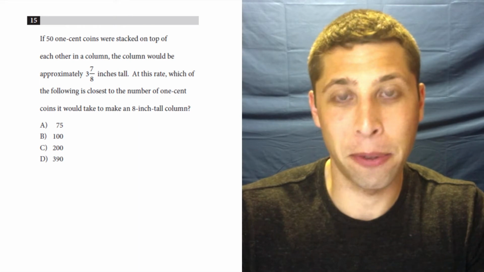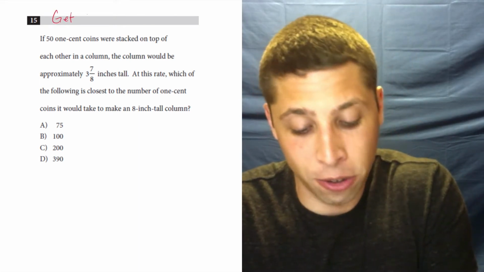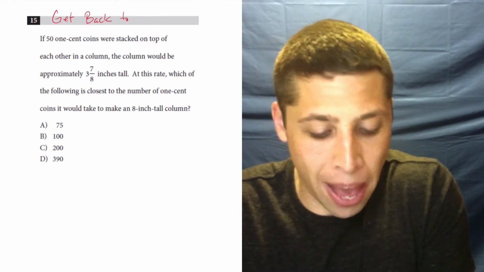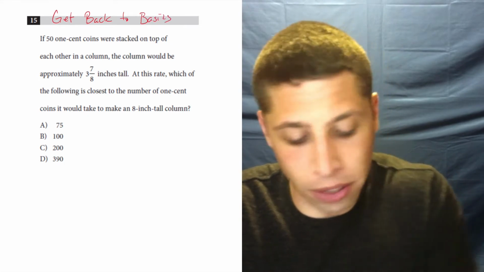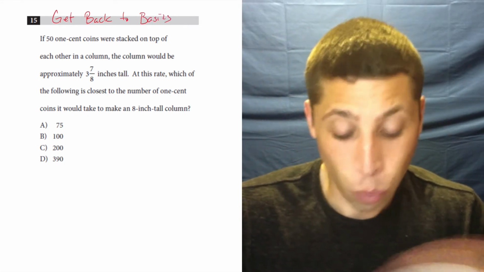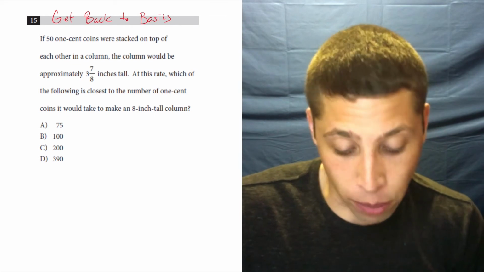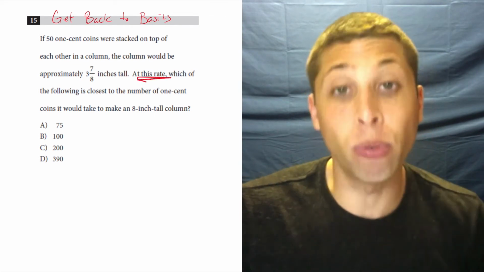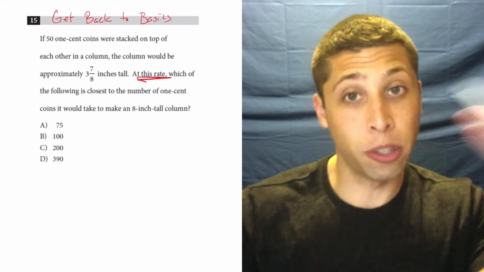Here's a great example of the get back to basics strategy. People get really panicked over this question because of the weird kind of fractions. But here's the deal. We know what we're dealing with right away. This is very clearly a ratios question where we're just trying to compare two things.